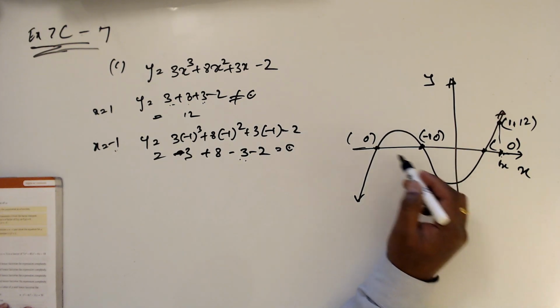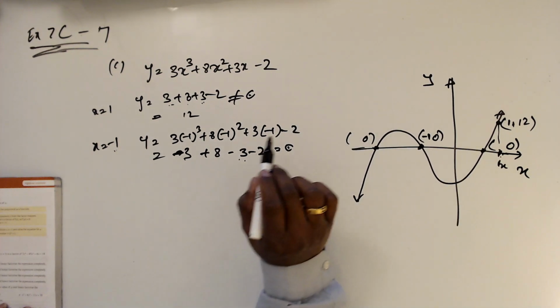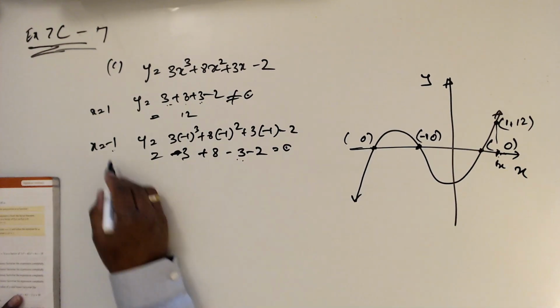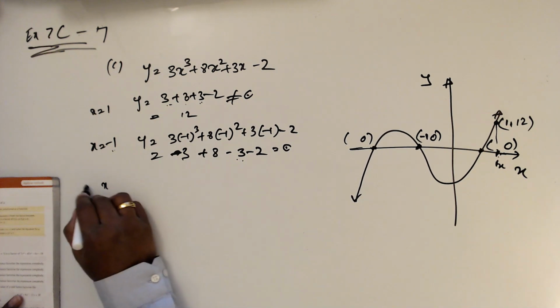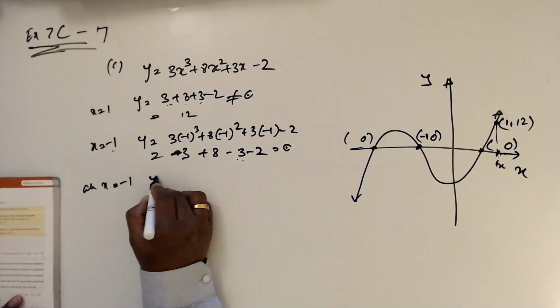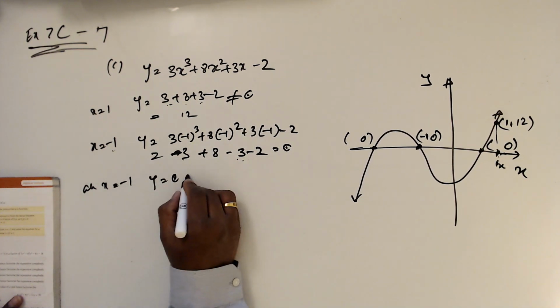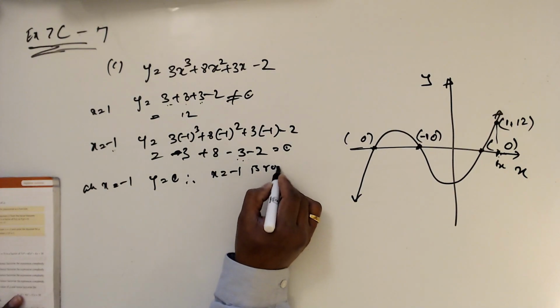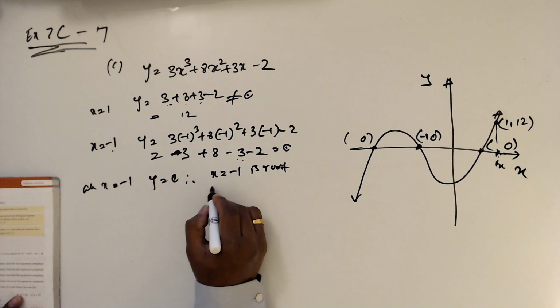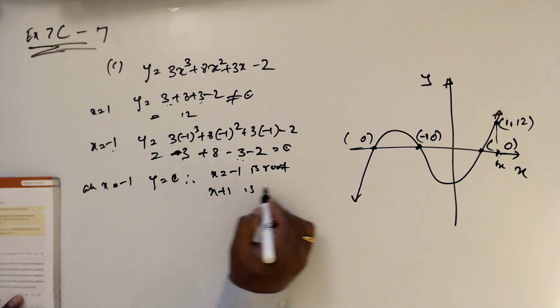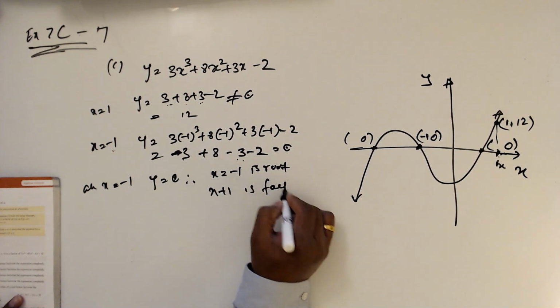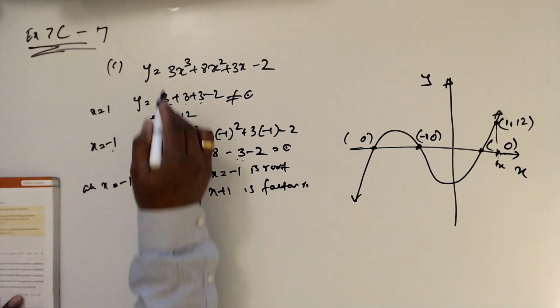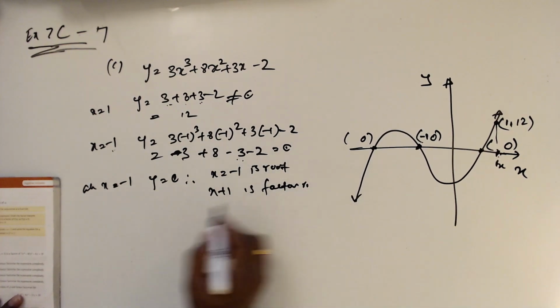Now I want to find the other two points. I will say that when x equals minus 1, y equals 0, hence x equals minus 1 is a root. Of course, it is a root, and x plus 1 is a factor. Now I can find the other two.